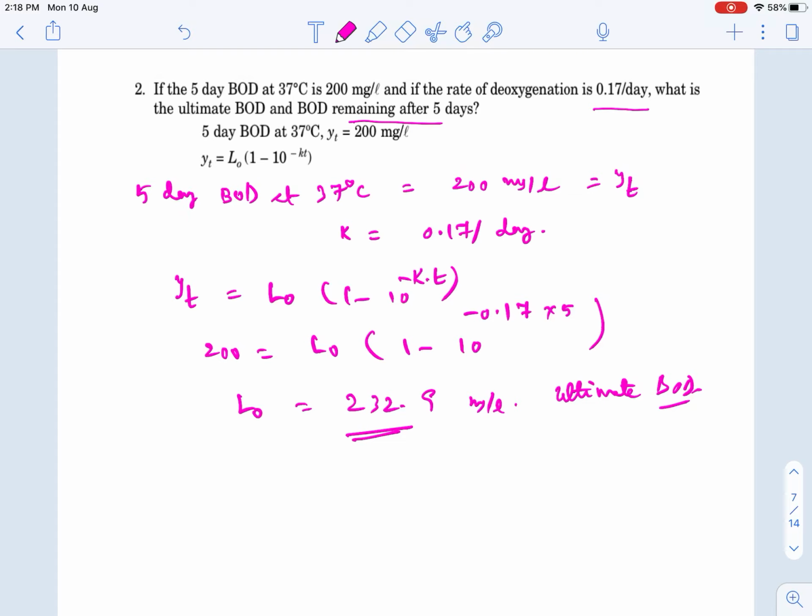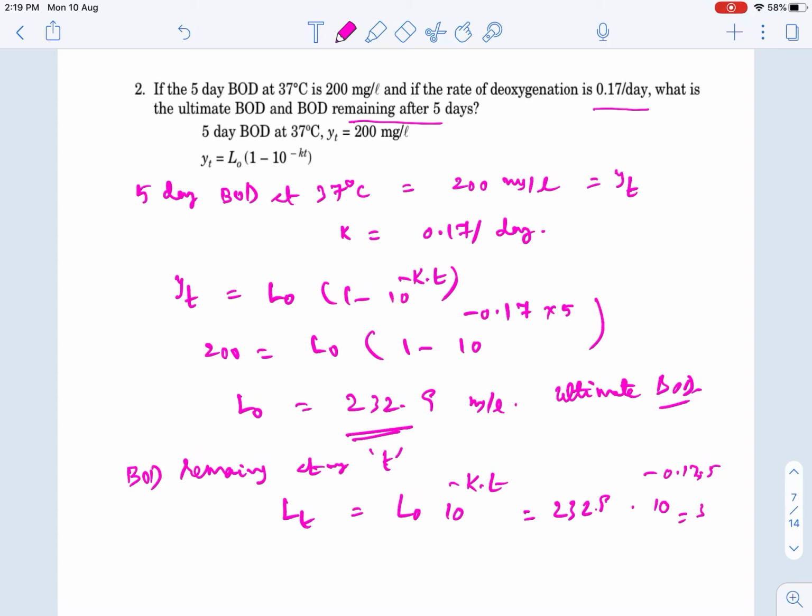What is the other thing you have to calculate? The BOD remaining after time t, that is LT, is equal to L naught into 10 to the power of minus k into t. So this is equal to 232.9 into 10 to the power of minus 0.17 into 5. So this is equal to 32.9 milligrams per liter.